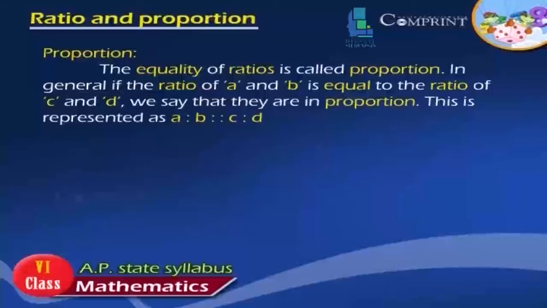Proportion. The equality of ratios is called proportion. In general, if the ratio of A and B is equal to the ratio of C and D, we say that they are in proportion. This is represented as A is to B proportional to C is to D.